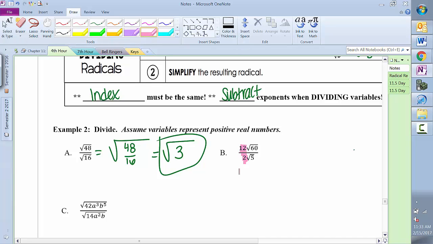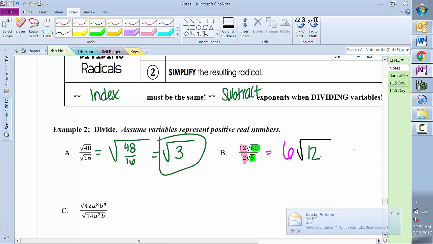Same thing as multiplying. You do what's on the outside and you do what's on the inside. In pink, what's 12 divided by 2? 6. Then we draw one big radical. In the inside, what is 60 divided by 5? 12. Please ask right now if you don't see where any of these numbers are coming from. I will explain it one more time. I'd be happy to. Because 12 divided by 2 is 6. 60 divided by 5 is 12. If it's underneath the radical, keep it there. If it's on the outside of the radical, then keep it there.